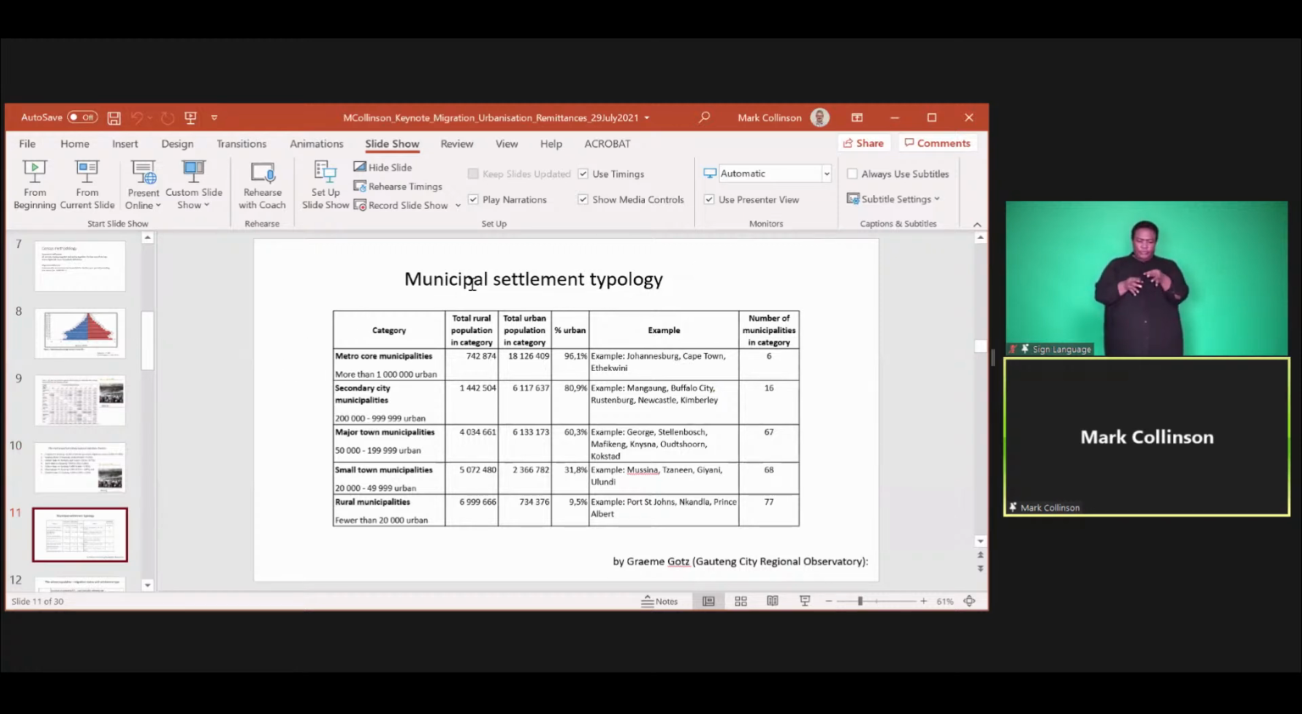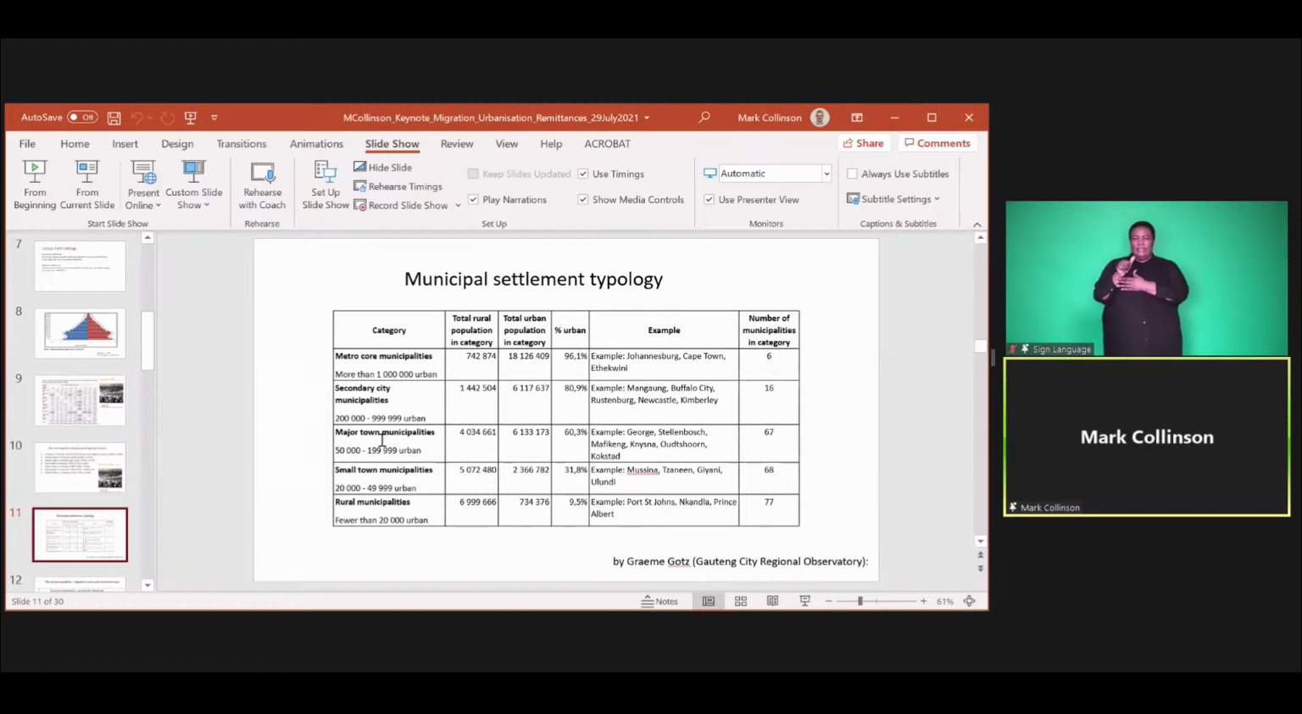For this, I'll be using Graham Gotts's definition of settlement types of municipalities. Again, this is blunt at a low level in the census. Martin mentioned this too, but still it's very helpful to some extent because it's quite good at showing how the urbanization is working. So we have 5 categories of municipalities: core metros, of which there are 6, and in those 96% of the municipality is urban. Example, Johannesburg, Cape Town. Secondary cities, 81% urban within those municipalities, 16 of those types.